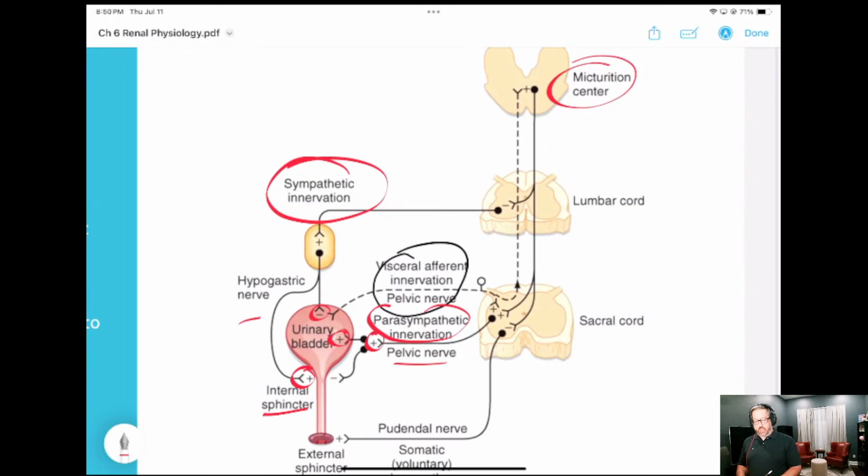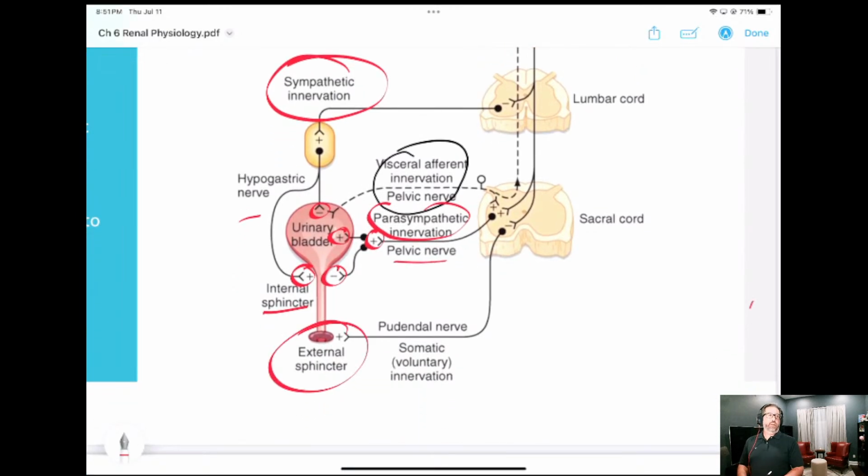is cause a constriction of the detrusor muscle in the bladder to constrict the bladder, and it's going to inhibit the internal sphincter, so the internal sphincter relaxes, the bladder is squeezing, and all that fluid is going to go down the urethra and meet up with the external sphincter, which is under motor nerve control with the pudendal nerve. And the pudendal nerve, again, somatic, voluntary, is the external sphincter.